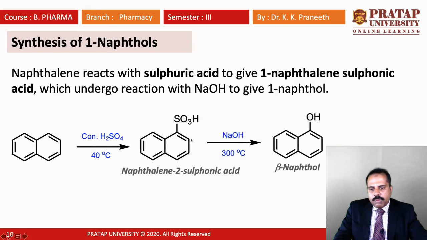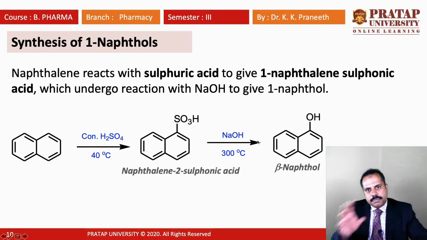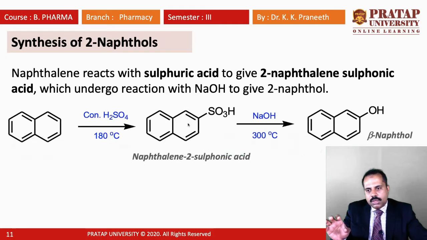You can see here, if we prepare 1-naphthalene sulfonic acid, we need only 40 degrees Celsius, as previously used to prepare alpha naphthol. But in the case of the preparation of beta naphthol, where the OH group is here, we first take the naphthalene and add sulfuric acid, and then heat to 180, not 40 in this case, 180 degrees Celsius, to get naphthalene-2-sulfonic acid as the product. Then you take some sodium hydroxide and heat it at 300 degrees Celsius to get the beta naphthol. So, how to prepare the beta naphthol?